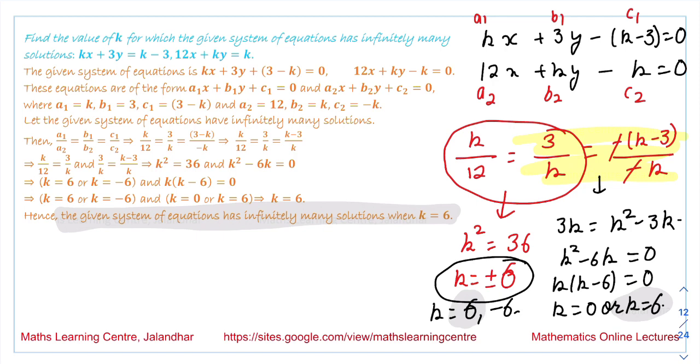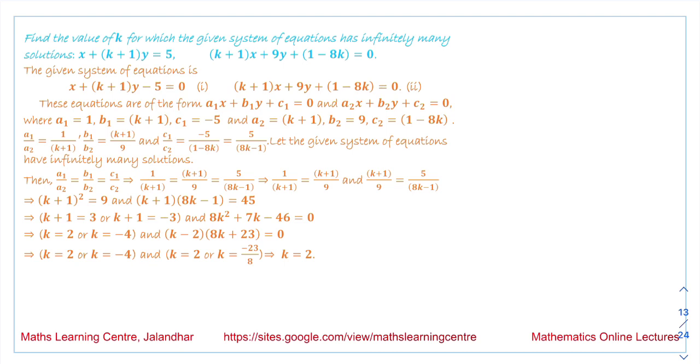Next is: find the value of k for which the given system of equations has infinitely many solutions. So again we have the value of a1, this is b1, this is c1. We have to send it over here, so it is minus of c1. When we are writing the condition for infinitely many solutions, you know that the condition is that a1 over a2 is equal to b1 over b2 should be equal to c1 over c2.